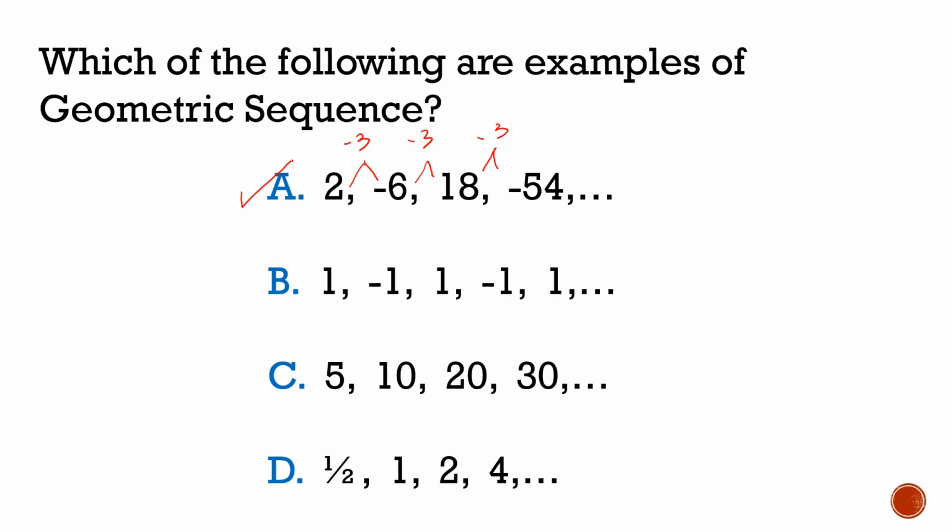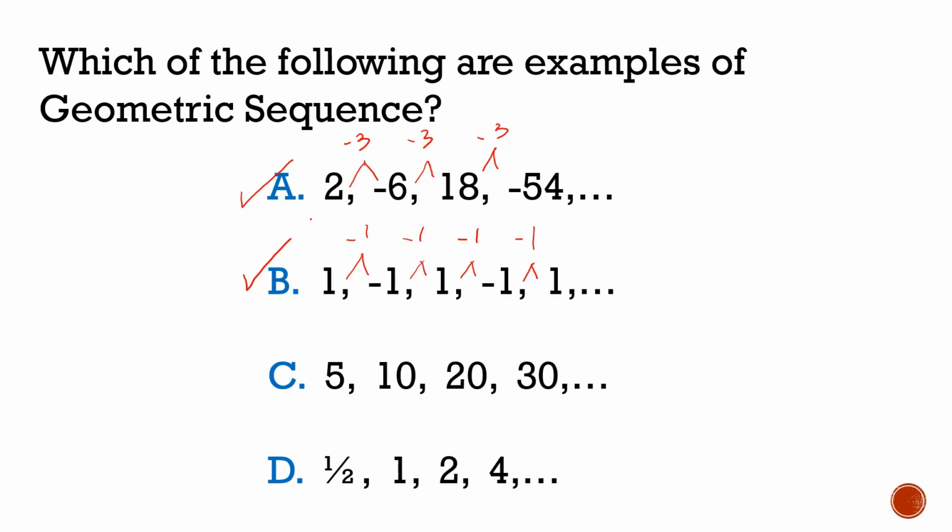What about B? Negative 1 divided by 1 is negative 1. 1 divided by negative 1 is negative 1. Negative 1 divided by 1 is negative 1. 1 divided by negative 1 is still negative 1. So letter B is an arithmetic sequence.